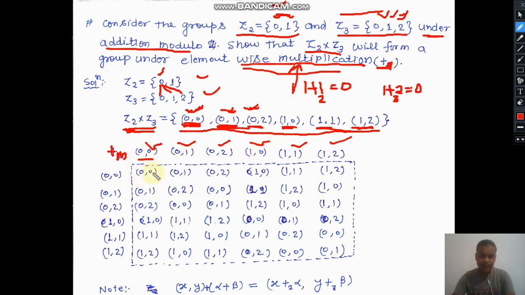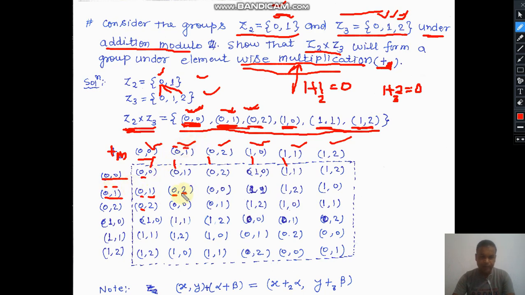0 is the identity element, so if you add 0, 0 to this element, there will be no change. Similarly for this column, if you add 0, 0 here, there will be no change. Again, when I am adding this 0, 1 to this element, it stays as it is. The first element is 0 and the first element is 0, so 0 plus 0 is equivalent to 0. 1 and 1 is equivalent to 2.